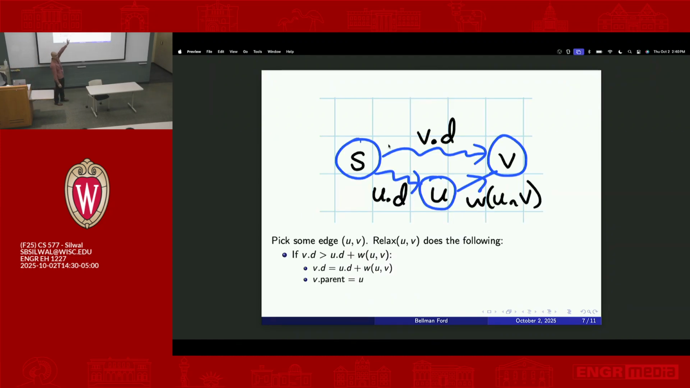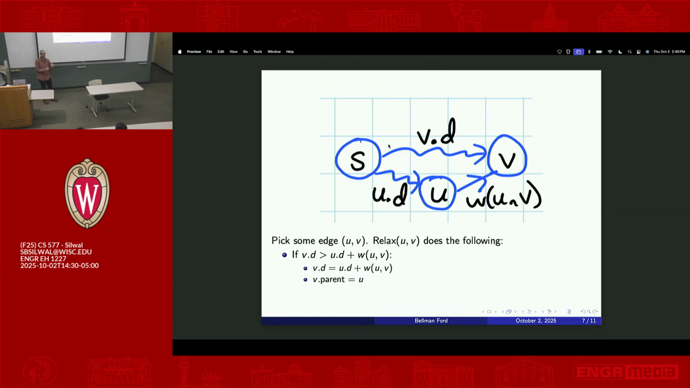Let's just look at the picture. Okay, it's going to use this operation called relax. Okay, so what is the relaxing operation? It's kind of related to the triangle inequality, if you've heard of that. So what is the relax operation? I pick an edge, u comma v, and this edge points from u to v. And now what do I do? I look at the distance that I have so far to both u and v.